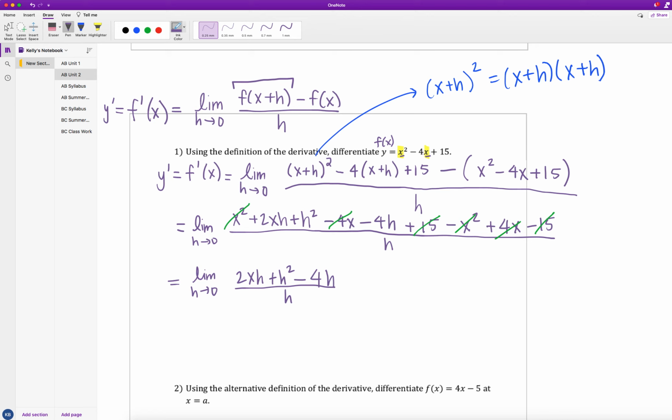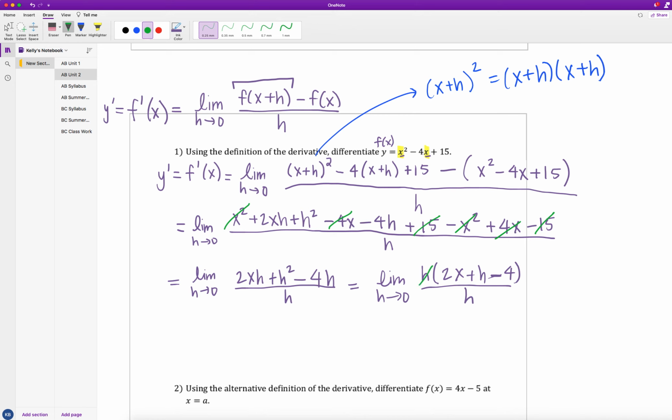Now one of our ways to algebraically manipulate was to factor. And on top, each one of these terms has an h in common, so I'm going to factor out an h. What that will leave me with is a 2x plus h minus 4, oops, that was a minus, all over h.